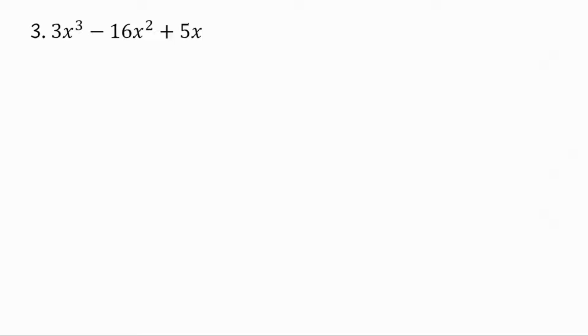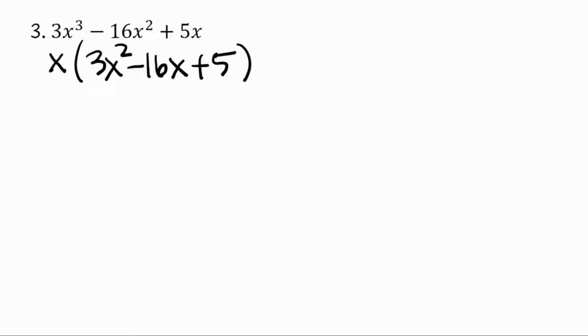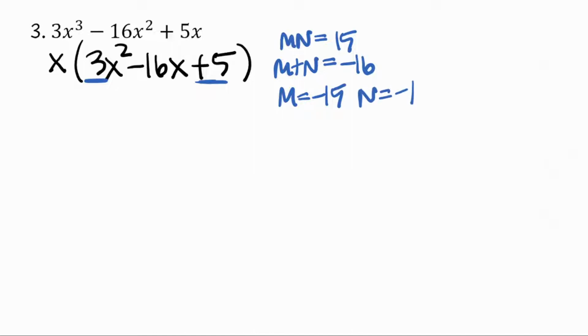On this one, I'm seeing a greatest common factor, so I'll factor out that x that's in all three terms first. And then what I'm left with is a quadratic, so I should be thinking to myself, hey, is this possibly factorable? If you take the 3 and the 5 and multiply them together, you get 15. Can you think of two numbers that multiply to 15 while adding to negative 16? And I think I can. I think that would be negative 15 and negative 1.